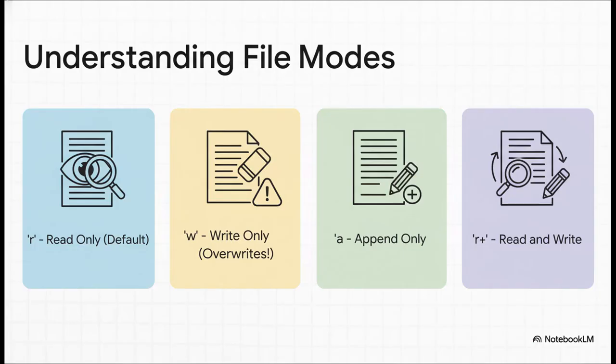Okay, so what about that little letter, the mode? Well, these are super important. R is just for reading, W is for writing. Now be really, really careful with W. It will totally wipe out whatever was in the file before. A is for append, which is much safer. It just adds new stuff to the end. And R+ lets you do both. Getting the mode right is the first big hurdle.